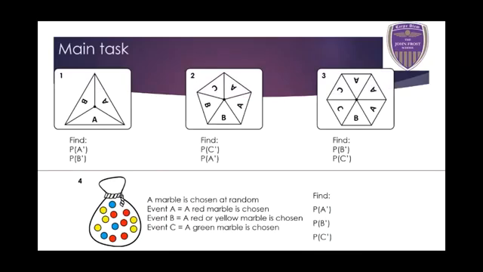So all of these questions are asking you to find the prime. None of them are asking you to find the probability of just event A or just event B. They're all asking you about the prime versions of the events, so none of them are just the event happening. They're all asking you about the events not happening. Okay, so pause the video and have a go at these 4 questions. Best of luck.